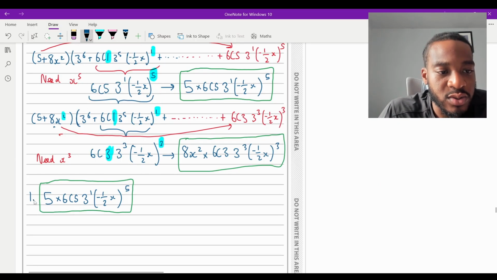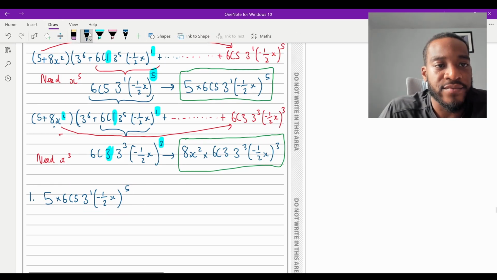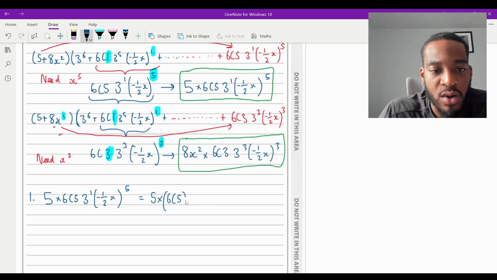We'll call this number 1. So this one right here, let me rub out the box now. Okay. Now, if I was to tidy this up, it's going to be 5 times by 6 choose 5. And then it's going to be 3 to the 1, which I know is 3, but I'm just going to keep it like that anyway.